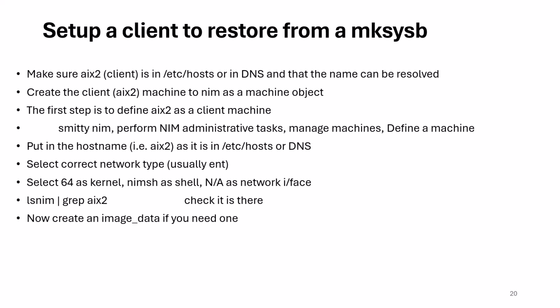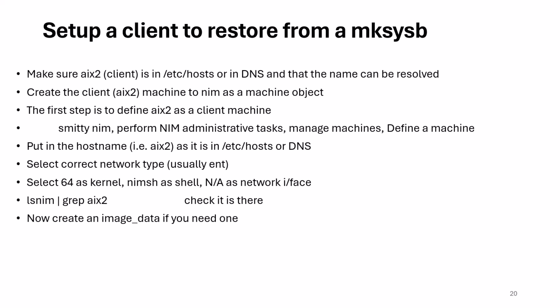Now let's look at what you have to do to set up a client to restore from a mksysb. The first thing is to make sure that the name for the client can be resolved from the NIM server, whether it's /etc/hosts or DNS. Try a ping or an nslookup, or just do a grep on /etc/hosts, but make sure that client is in there with the correct IP.